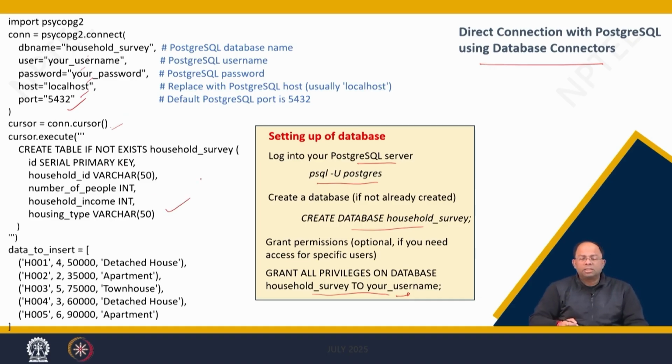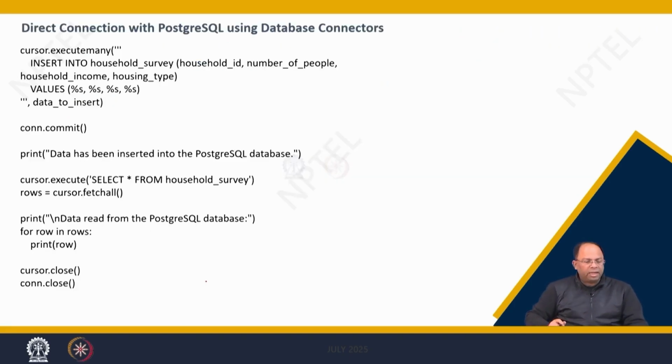In the same way, we execute the create table, then we store the data in data to insert, and finally we execute cursor.execute many, which will insert all this data in data to insert, row by row, into this particular household survey table in each of these particular columns. And then we can save the data, that is con.commit, and we can print the data. Then we execute that star command, select star from household survey, and using fetchall I can fetch all this and store it in rows. Then I can print the rows one by one using a loop.